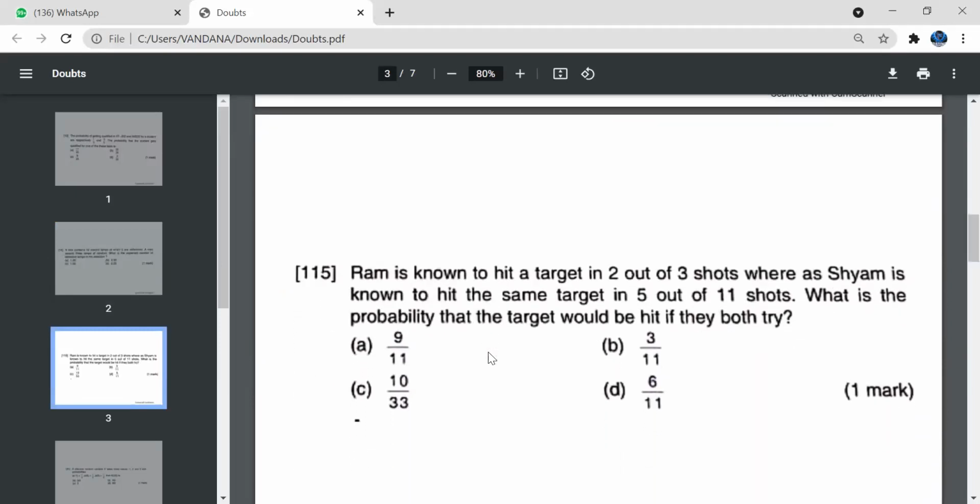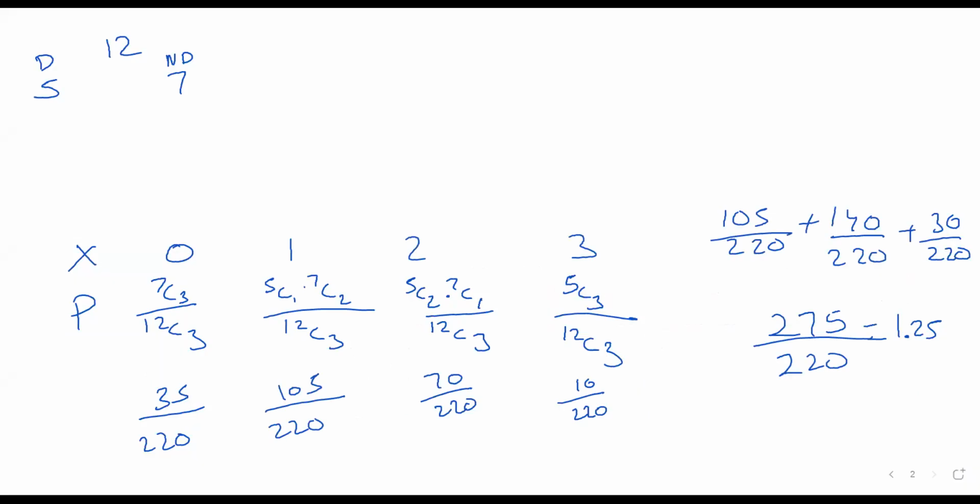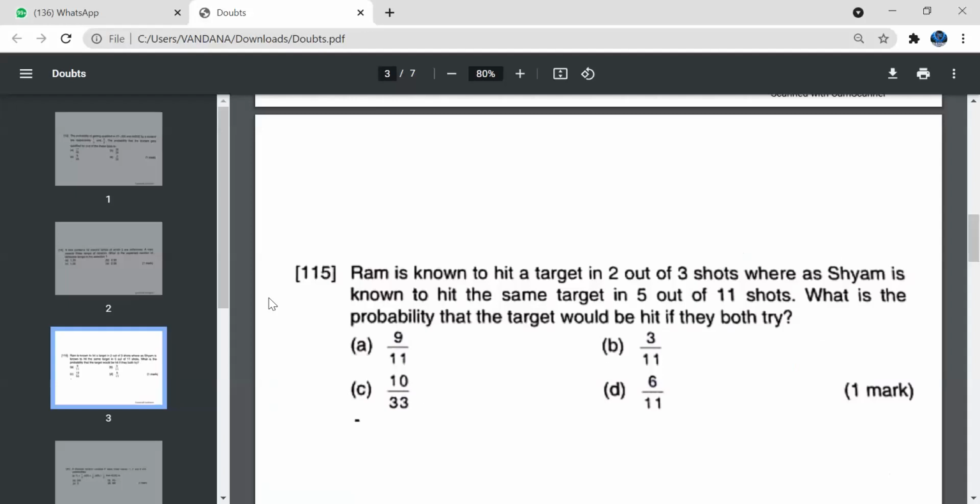Then, Ram is known to hit a target in 2 out of 3 shots, whereas Sham is known to hit a target in 5 out of 11. 2 out of 3 shots is the probability of hitting. Ram's probability of hitting is 2/3 and Sham's is 5/11. What is the probability that the target would be hit if they both try?